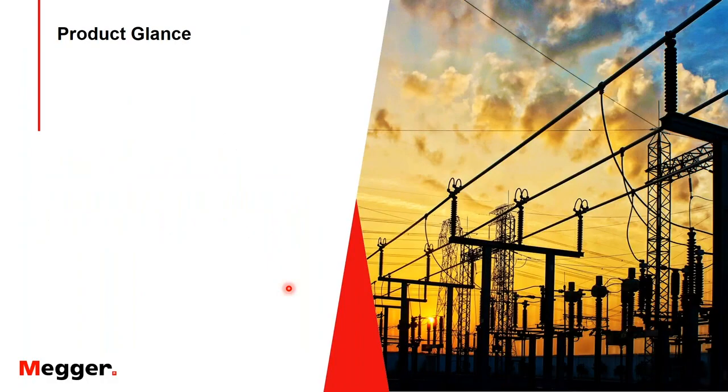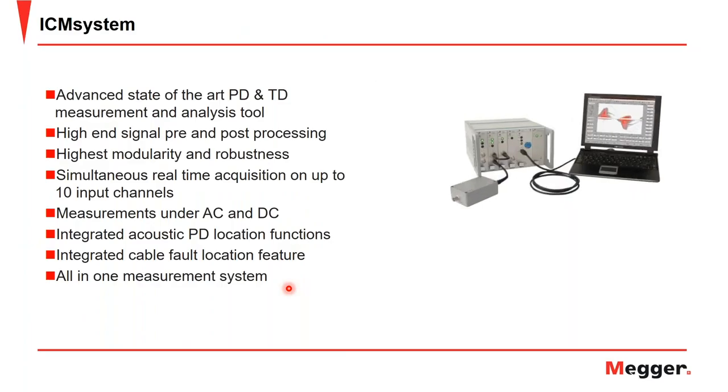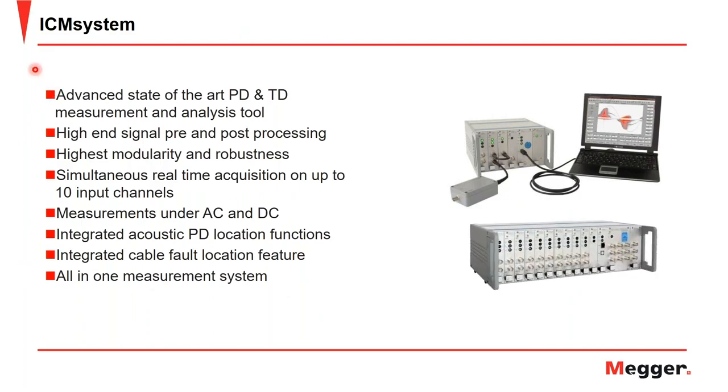So moving on, we got a brief glance at some of the products. Here we have the ICM system, which is our more advanced state-of-the-art partial discharge and tan delta measurement and analysis tool. It offers high-end signal pre and post processing, as well as the highest modularity and robustness available.